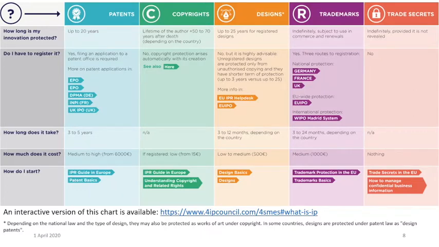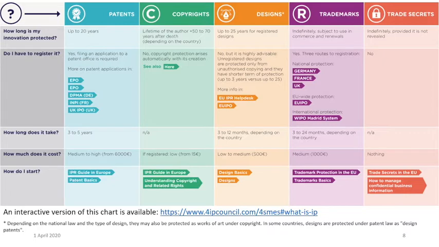How long does it take? Between the time you apply for a patent and you get your patent granted, it could take between 3 to 5 years or even more. Copyright, no need. For the designs, between 3 to 12 months, depending on the country. For a trademark, between 3 and 24 months, and no need for trade secrets.